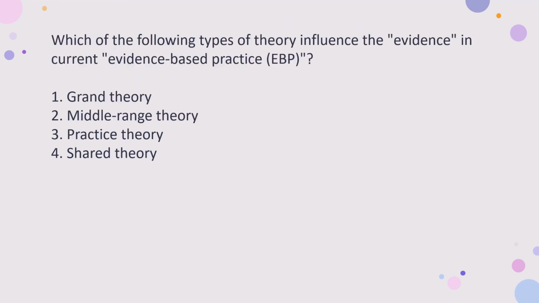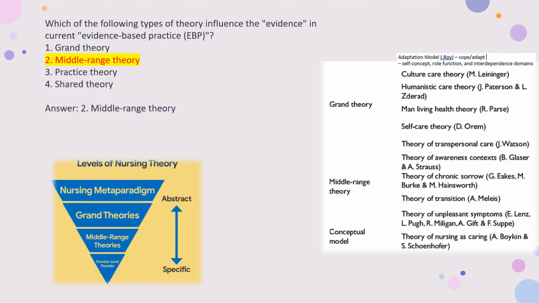Which of the following types of theory influence the evidence in current evidence-based practice, EBP? 1. Grand theory. 2. Middle range theory. 3. Practice theory. 4. Shared theory. Answer: 2. Middle range theory.